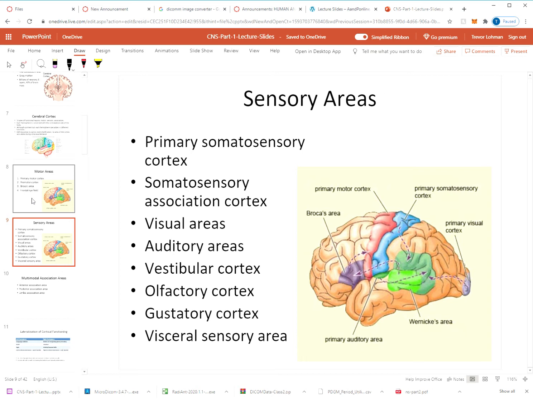Our sensory areas, this is actually a list of sensory and association cortices. So sensory areas, let me give you an example of the first one, primary somatosensory cortex. If I get a paper cut on my left finger, a part of my right primary somatosensory cortex is going to be activated. And I'm going to perceive the intensity, the type, and the location of that pain. That's what it does. That's just pain.